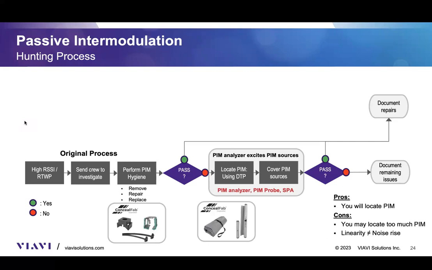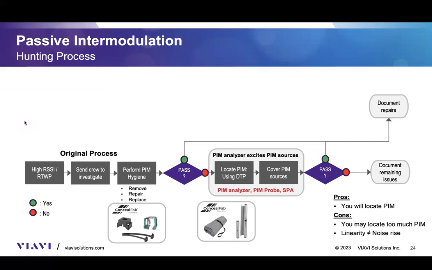The next step in the process, after performing PIM hygiene, is to test the site. When I say test, what I'm referring to is going back in, connecting the radios, and then monitoring your uplink noise levels to see whether the site is now passing. In some cases, hygiene alone is going to find the problems and repair them. If you still have elevated noise, the original process said to send the crew with a PIM analyzer and use the PIM analyzer to excite the PIM sources.